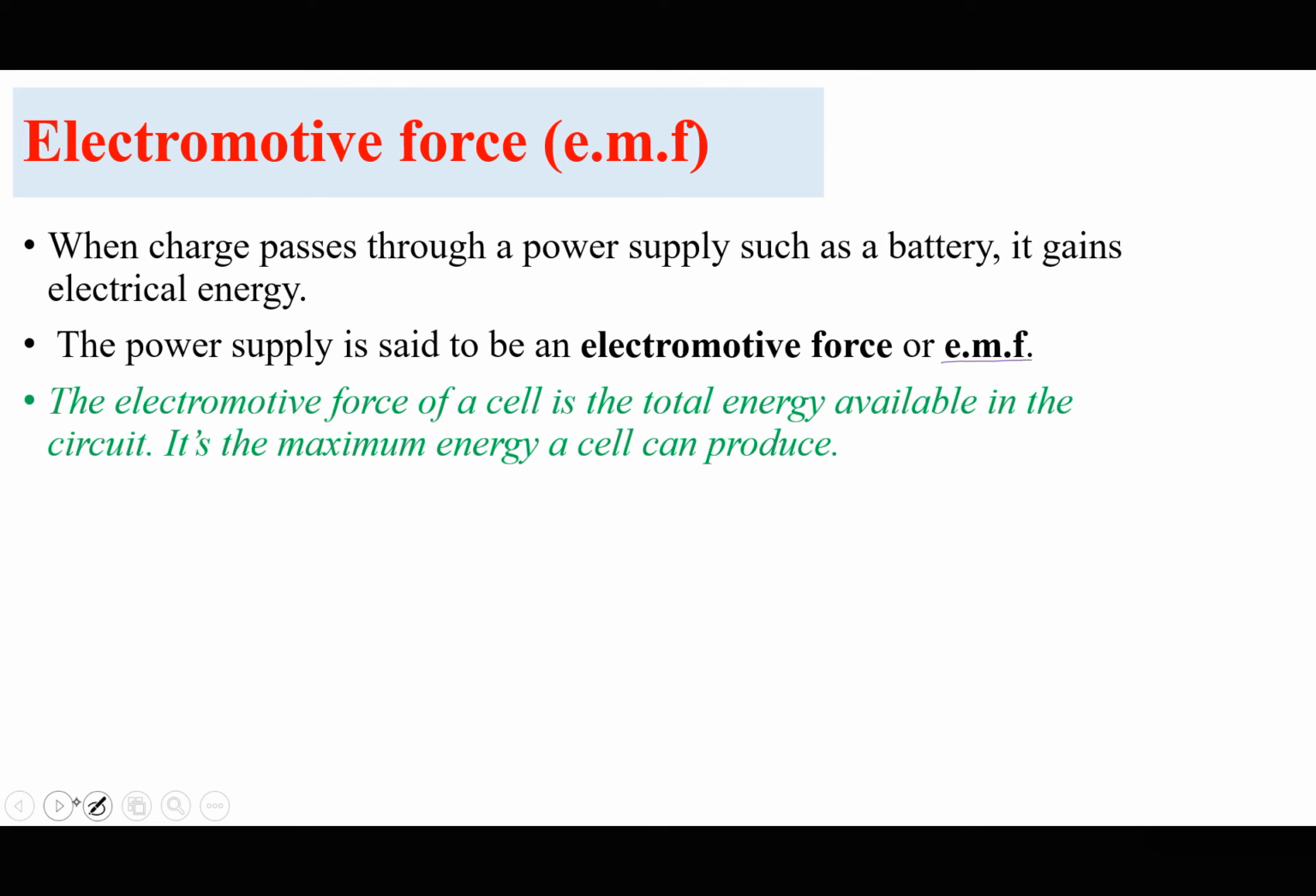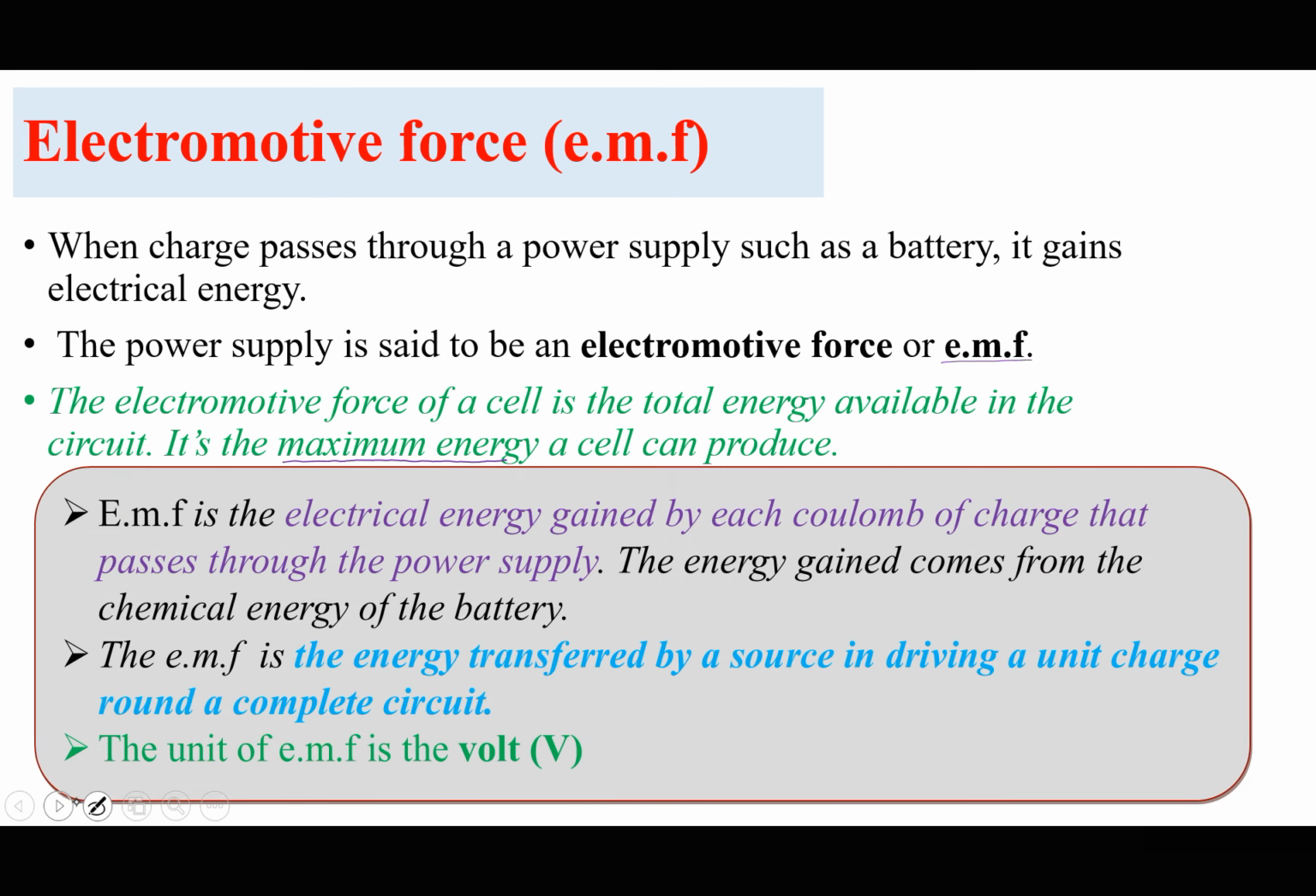So the EMF can be thought of as the maximum energy a cell can produce. The maximum energy that a cell can produce, that is the EMF. And like I said, we don't expect the EMF or the PD to be greater than what can be supplied by the cell. That would be violating the law of conservation of energy, which we mentioned in the unit called work, energy, and power. Therefore, we can define EMF in several simpler ways.